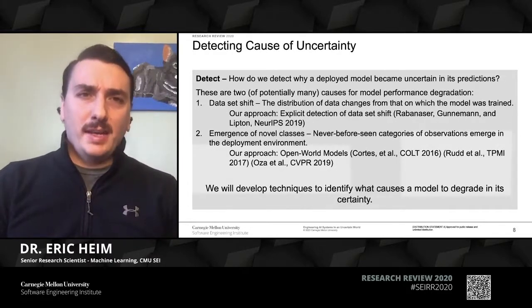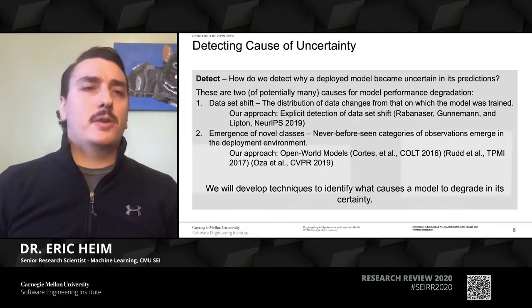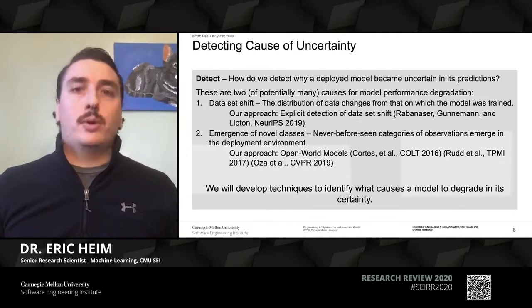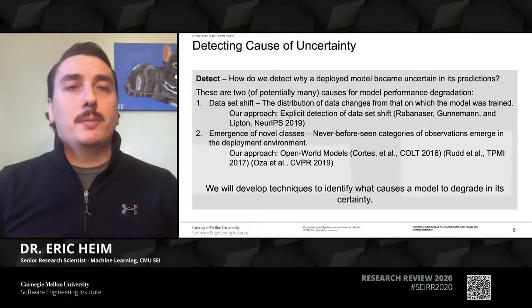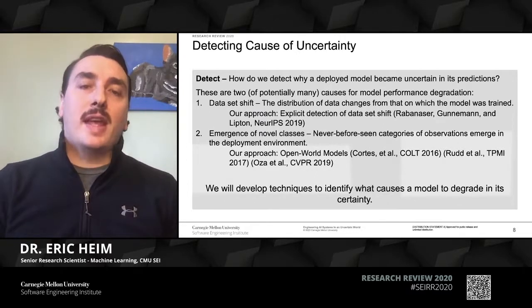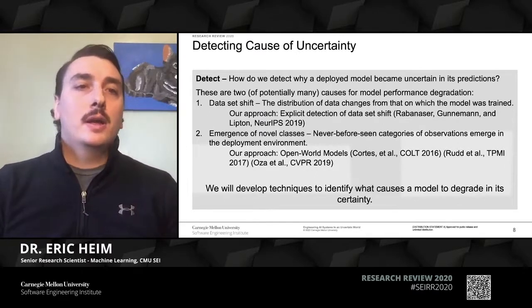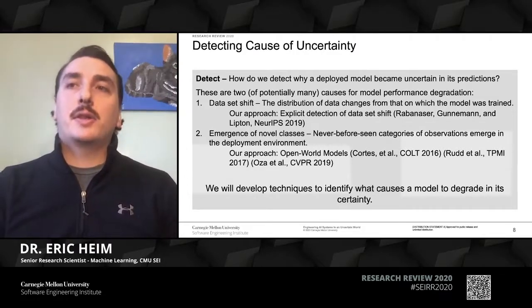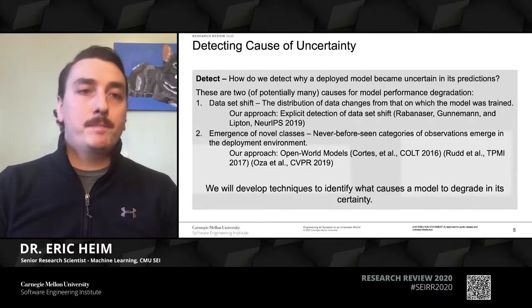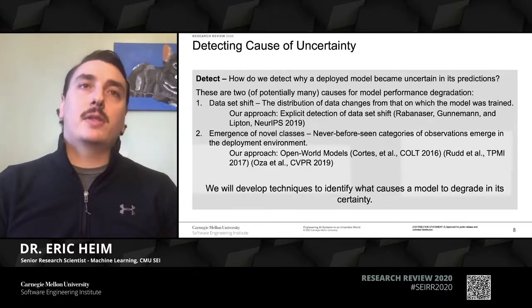The second one is detecting the cause of uncertainty. So what we're asking here is, how do we detect why a deployed model became uncertain in its predictions? Imagine if you deployed that object detector and then suddenly every prediction it gave was uncertain. Certainly identifying the cause of that uncertainty and then allowing us to iterate on that model to improve it is very important. So first we need to detect the cause of this.